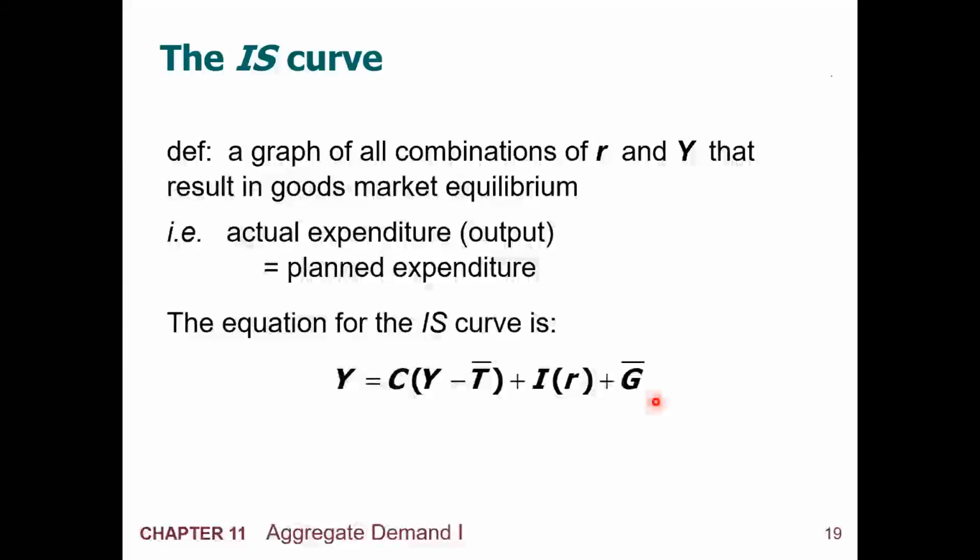The equation for the IS curve is, right? So we recall that consumption is a function of income minus taxes. But now something new is that investment is a function of R, which is the interest rate. Right. So remember that if, let's say I'm a businessman and I want to invest in something, but I need to borrow a loan or something.